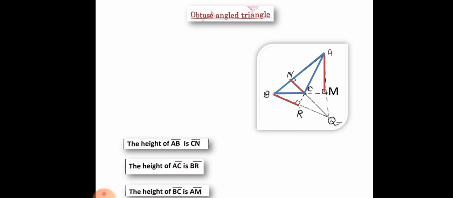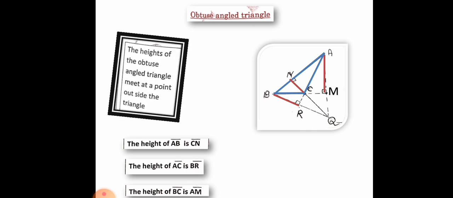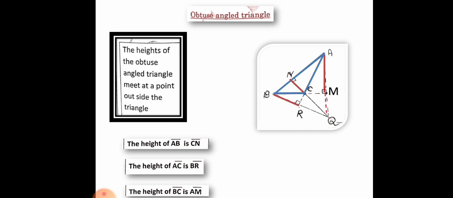Now, as you can see here, the three altitudes are not intersecting. However, if you extend them outside of the triangle, as shown here, and make them longer, they will intersect at one point, and this point is outside of the blue triangle ACB. They intersect at the point Q. So in the obtuse angle triangle, the three altitudes intersect outside the triangle. But in the acute angle triangle, if you remember, they intersect inside the triangle.